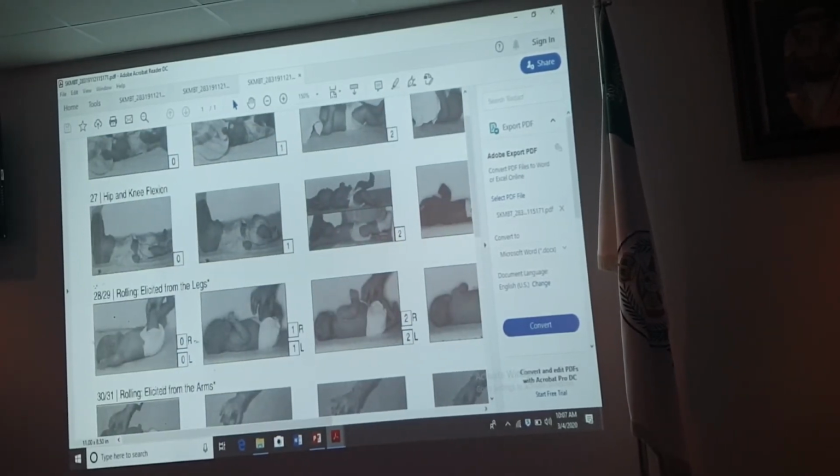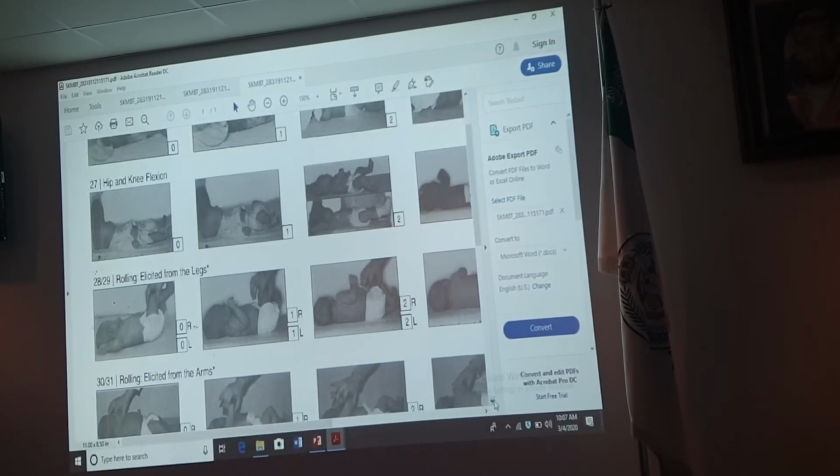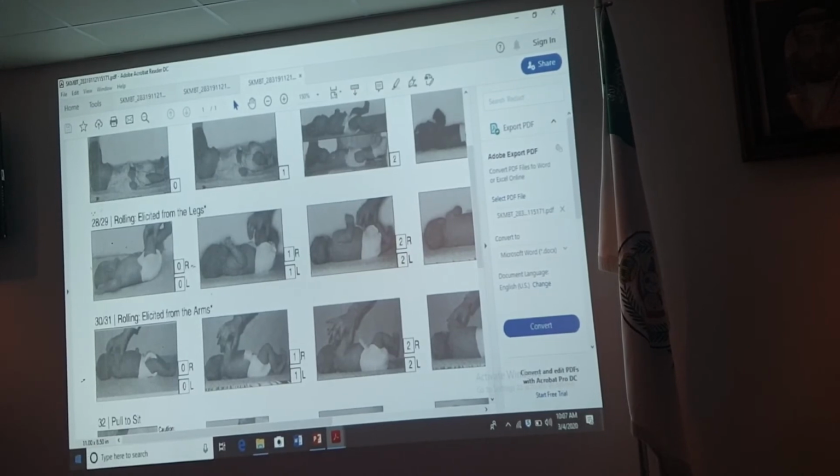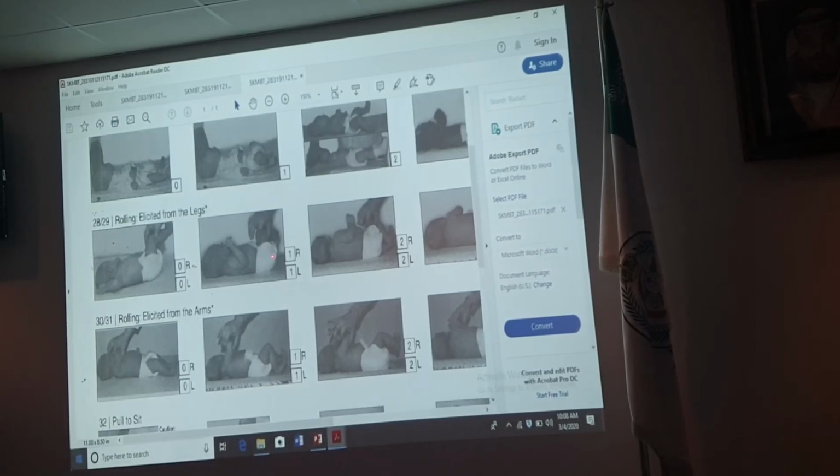Okay. Now, next one. This is an illustration. Here you will see elicitation. Rolling elicited from the legs. So the way is told to you, the derotative one. You do like this. You move the leg. You have moved the leg. The hand is still touching the surface. Right or the left. You are moving the right side. You are moving the left side. You move the leg, the hand is up. Move the leg, the child is coming to the side line.